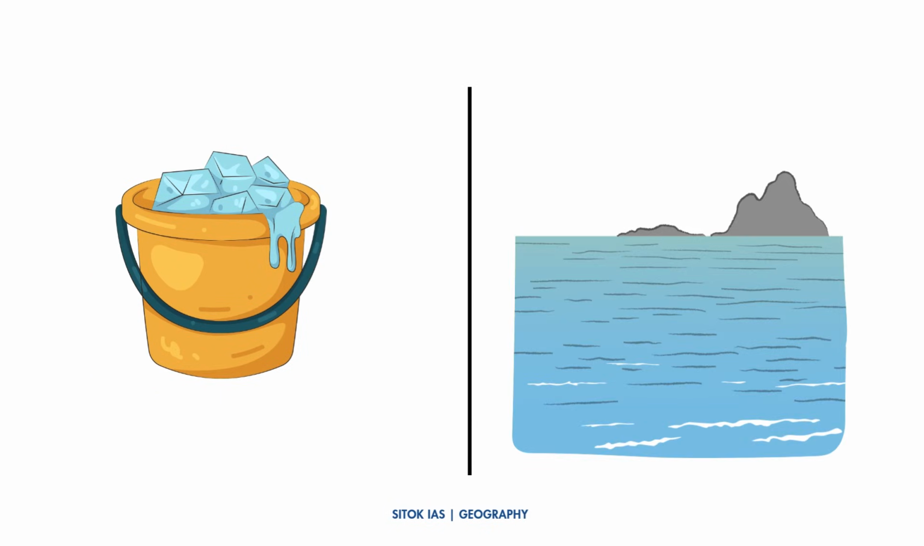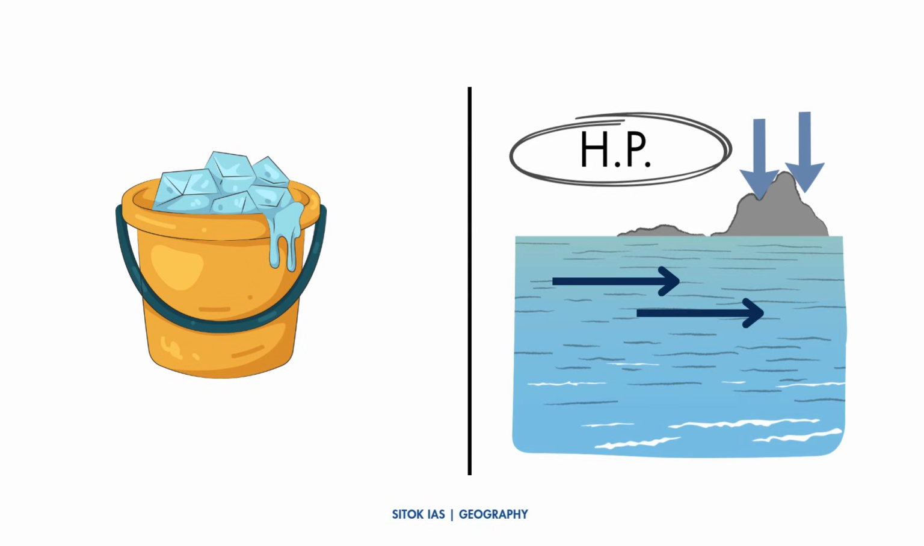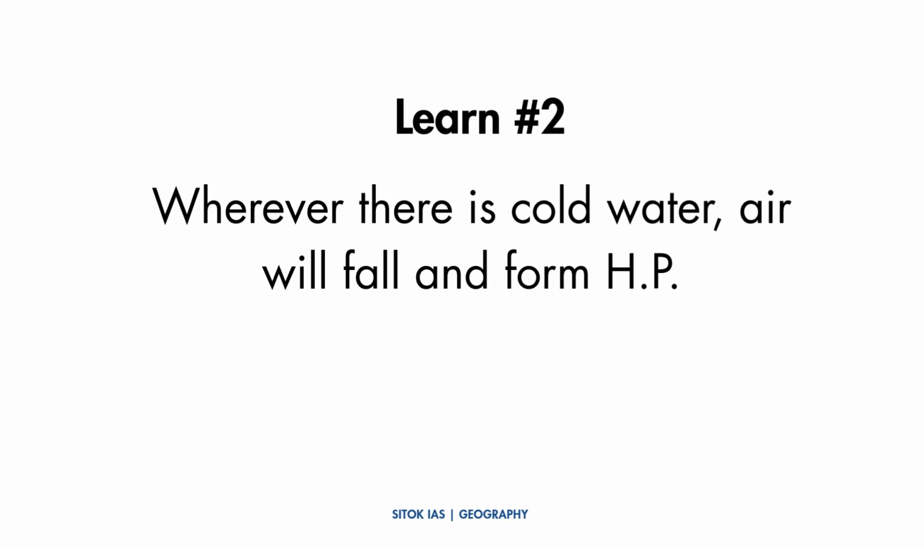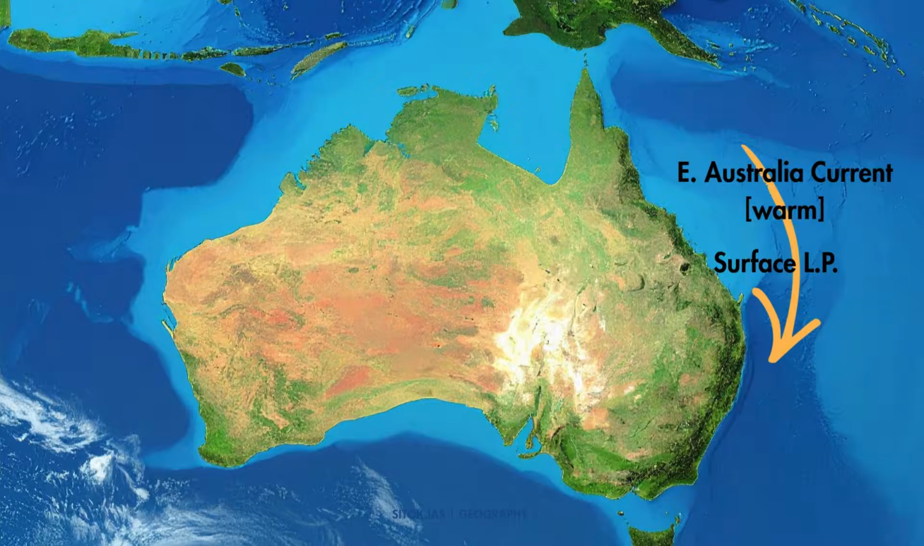Now we have an ice bucket creating high pressure. Just the opposite. There is an ocean, there are cold currents flowing. This will result in falling air packets, creating a high pressure zone. So, our lesson number two is wherever there is cold water, air will fall and form high pressure. Your El Nino La Nina is just a combination of the two.